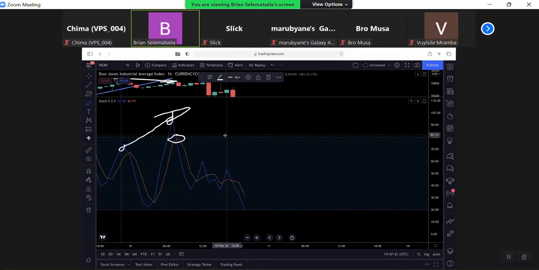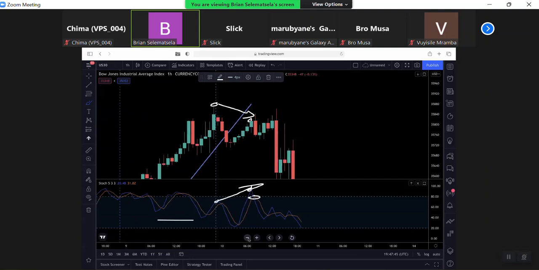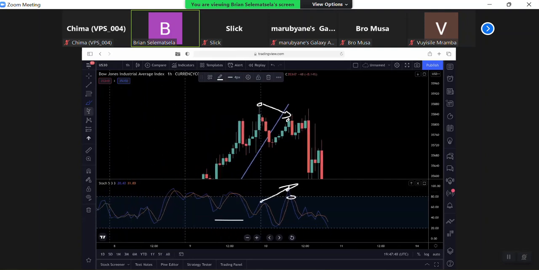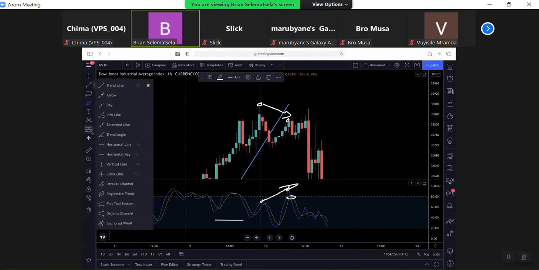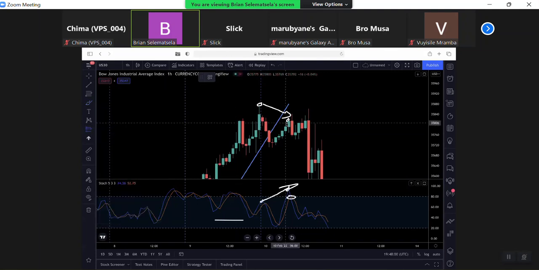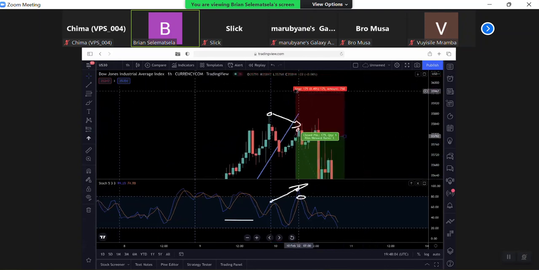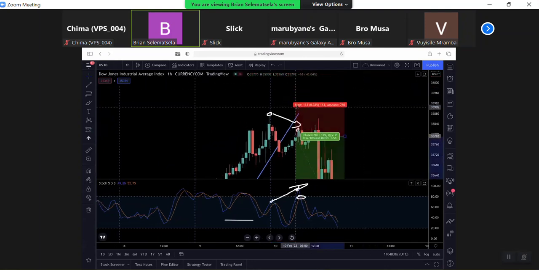Okay. And normally when we enter here, we put our stop loss on top, but we add some little pips to accommodate the spread. Let me use a short position. If you enter a sell there, you're going to put your stop loss around it, not exactly at that point there.